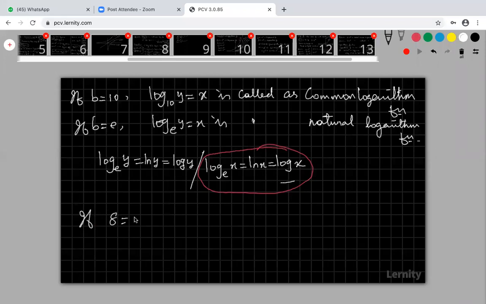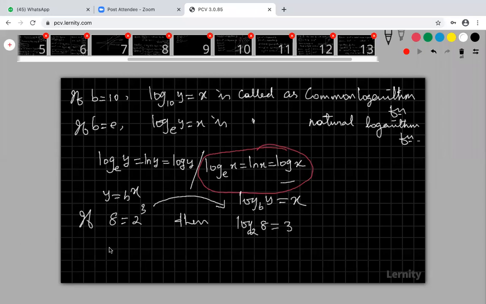If my a is equal to 2 cube, so this is my exponential function, then represent it in logarithmic function. How to represent it in logarithmic function? So this is my y is equal to b power x. My logarithmic function is log base b of y is equal to x. If my 8 is equal to 2 power 3, represent in logarithmic function: the base is 2, of this y, y is my 8, equal to 3.